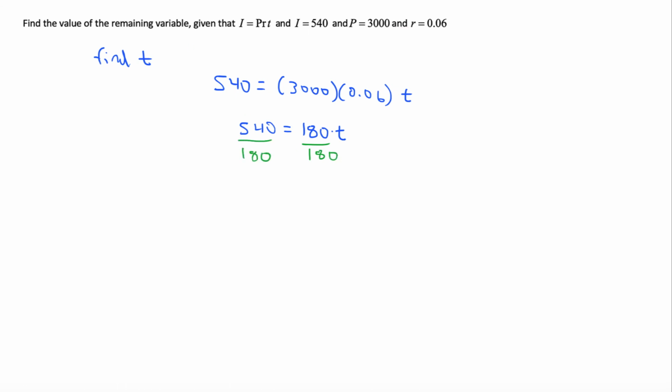Okay, so when we divide both sides by 180, that cancels out on the right, so that just leaves us with T, which is good. So what does T equal then? T equals 540 divided by 180, which is equal to 3. Okay, so in the interest formula here, that would be the time. So in this case, T is equal to 3.